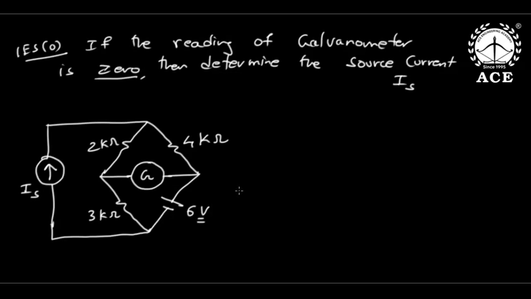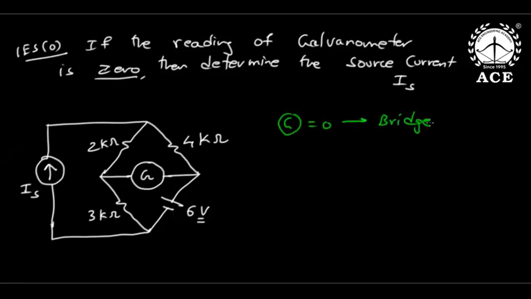Okay, see now, some students are giving answers. Very good. If the reading of galvanometer is zero, that means the bridge is balanced. Galvanometer is the cross arm or center arm of the bridge. Then when can galvanometer read zero? When the bridge is balanced.